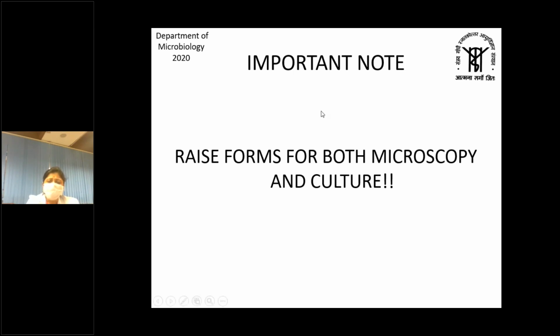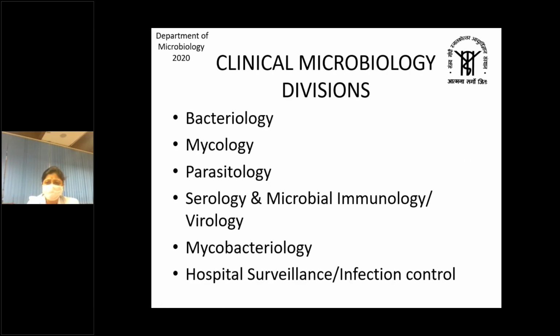Then the second important note is that always raise forms for both microscopy as well as culture. A microscopic examination by staining, either a gram stain or an acid-fast bacilli stain or a fungal stain, gives us a clue within half an hour or 1 hour or maybe few hours about the nature of the infection, and it can very importantly help us in starting the empirical antibiotic coverage. So please remember to raise forms always for both microscopy as well as culture.